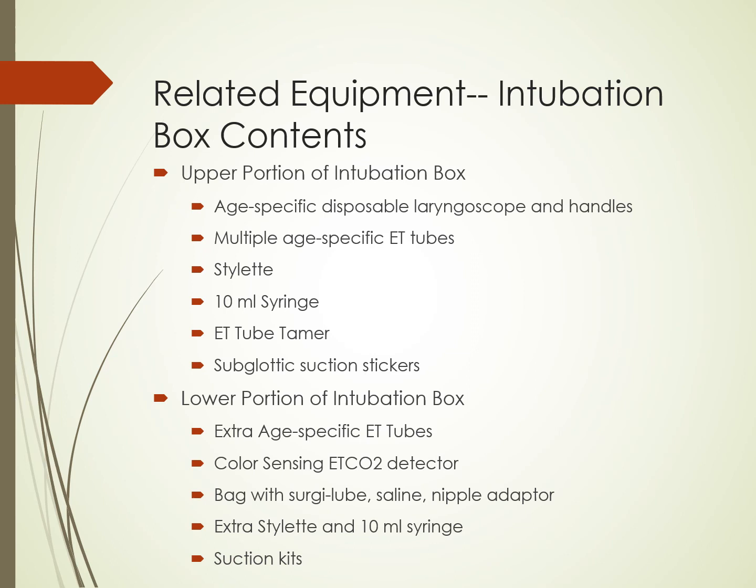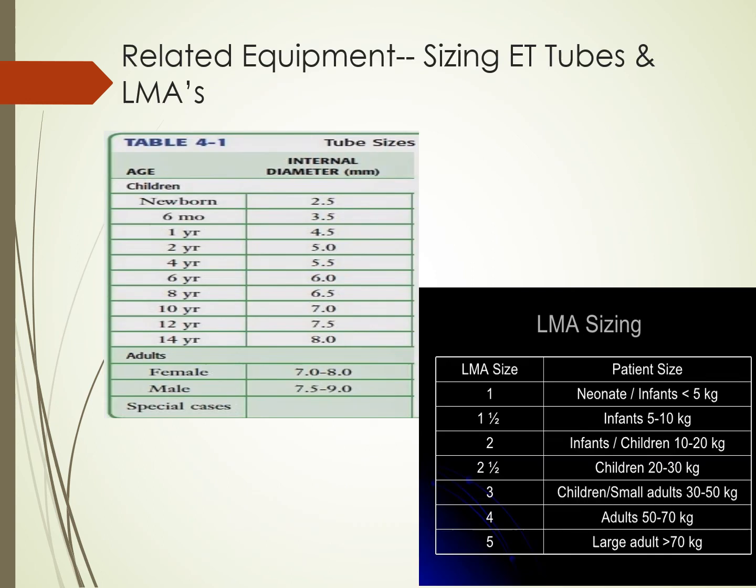The lower portion has more of your boutique stuff: your extra age-specific ET tubes, the color-sensing end-tidal detector. We have a little baggie with Surgilube, saline, nipple adapters, etc. Extra stylet, suction kits, etc. So in a lot of organizations, the contents are pretty similar, with the possible exception that more and more organizations are including video laryngoscopes in these boxes as well.